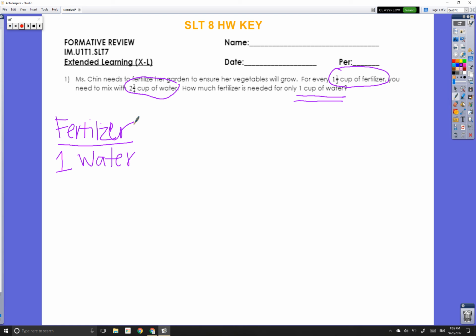Okay, wow, spelling. All right, so the first thing I want to do is change these mixed fractions over to improper fractions. So that's 4/3. I did 1 times 3 plus 1. And then the 2 3/4, I did 2 times 4, which makes 8, plus 3 more makes 11. So 11/4. All right, if I know that this is how I have to have my unit rate, then I'm going to put my fertilizer in the numerator, which is the 4/3. I'm going to put my water in my denominator, which is 11/4.